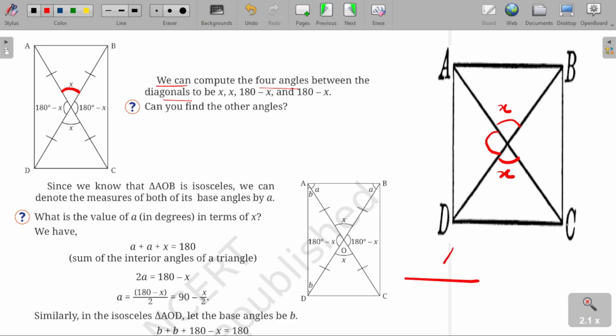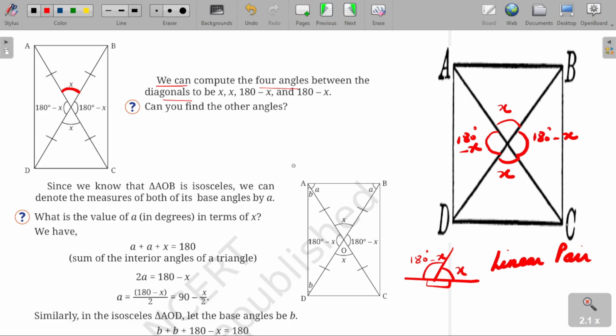The line is intersecting and this angle is x. This angle will be 180 degree minus x. You see, right? The sum of these two angles is 180, by linear pair. That's why this angle will be 180 degree minus x. This is also 180 degree minus x.